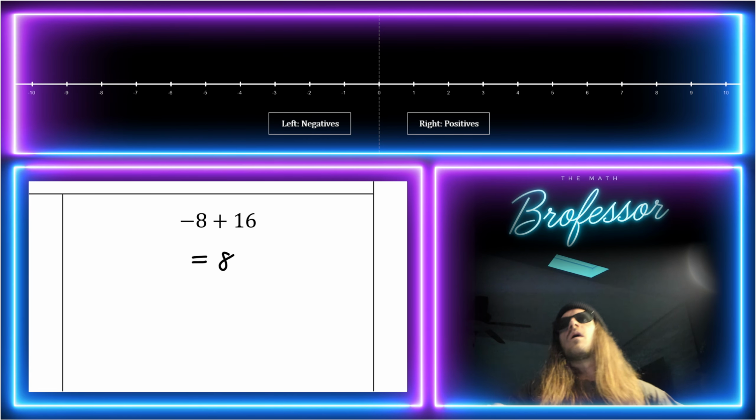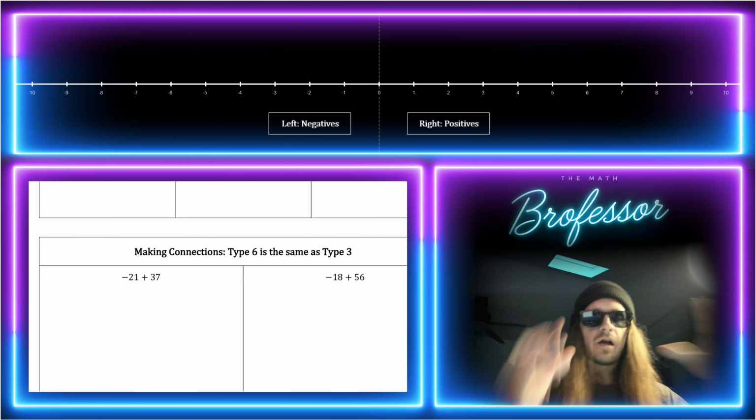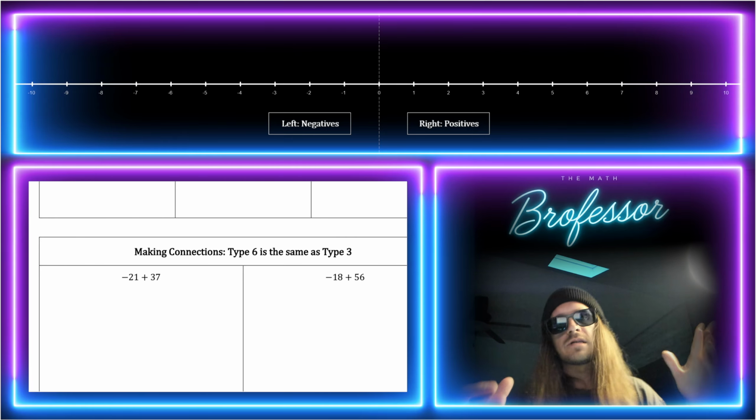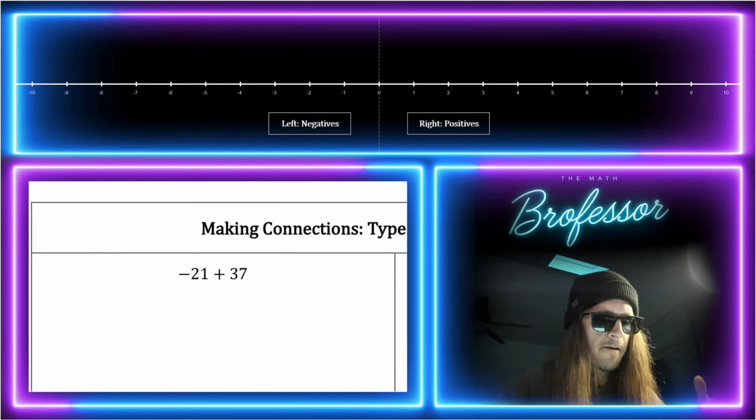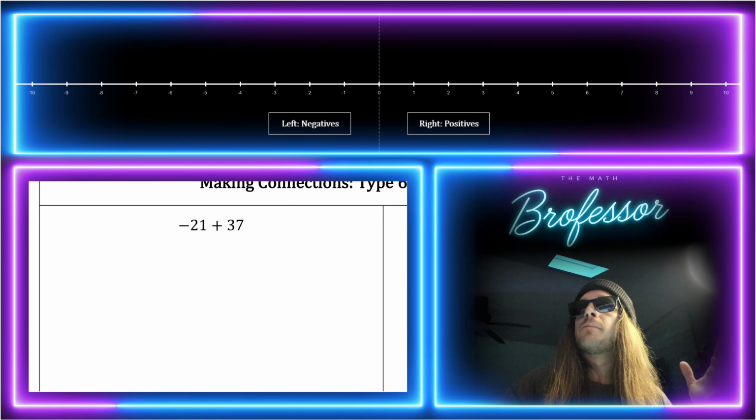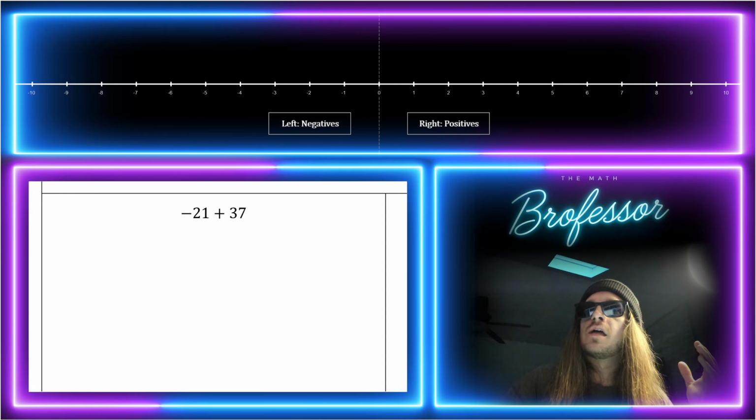Okay. I do want to make one more connection here. Type 6 is the same as type 3. Again, don't try to memorize these types. Your teacher's not going to teach it this way. They're not going to even say these words in your class. This is something I made up. But just watch how this works.